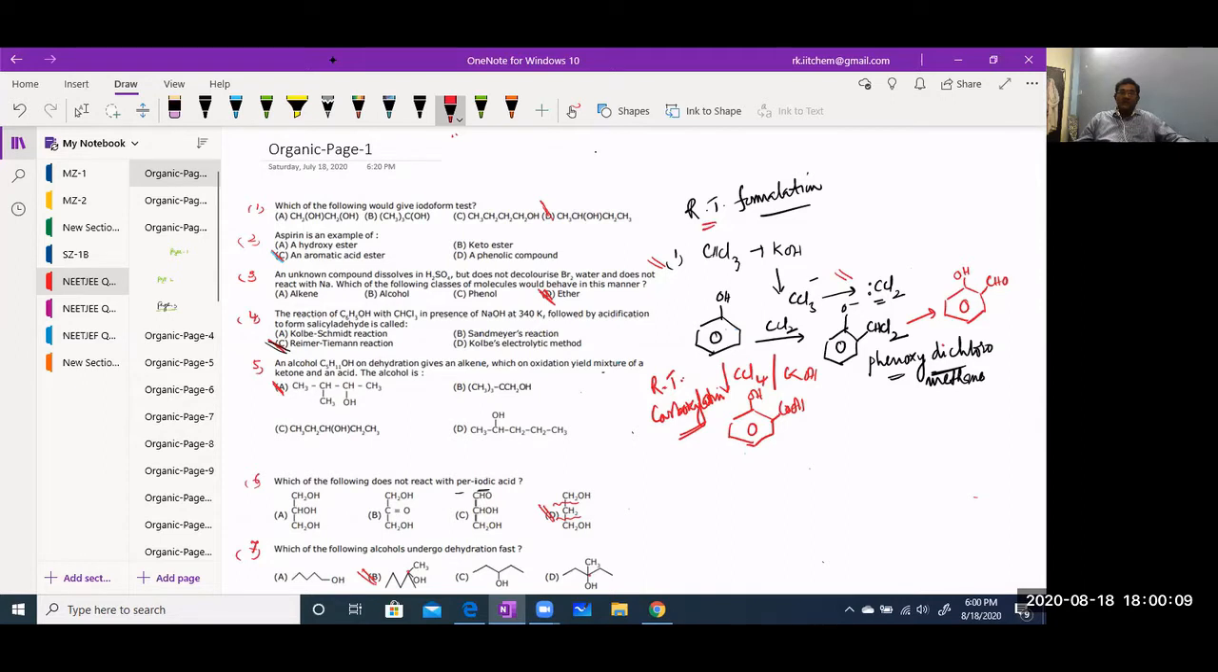Now, children, let's do the fifth question. An alcohol, C5H11OH, on dehydration gives an alkene, which on oxidation gives a mixture of ketone and an acid. You are given 5 carbons. The alkene gives rise to ketone and acid. Let us see what's going to happen. Let us do this also.